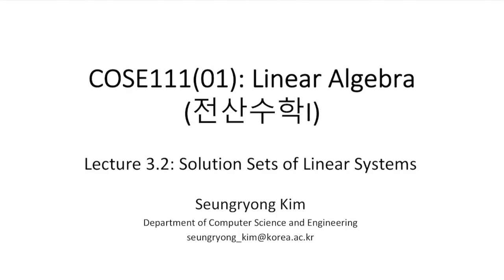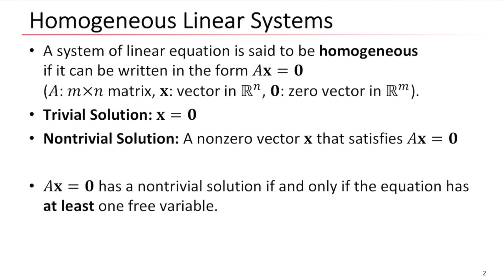Today we will talk about the solution set of the linear system. Okay, so first of all, let's think about the homogeneous linear system. Here is the definition. A system of linear equations is said to be a homogeneous system if it can be written in the form Ax equals 0. Here, A is an m by n matrix. x is a vector in Rn. The 0 is the zero vector in Rm, right?